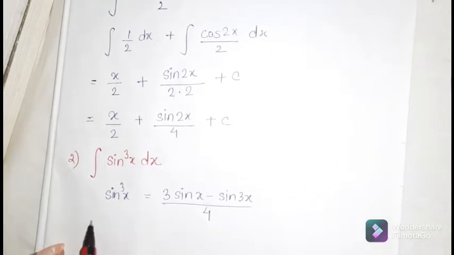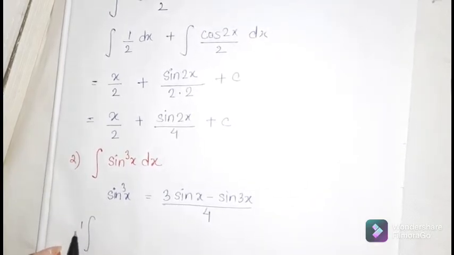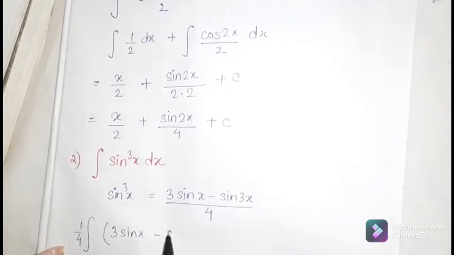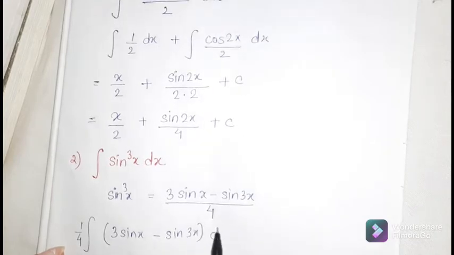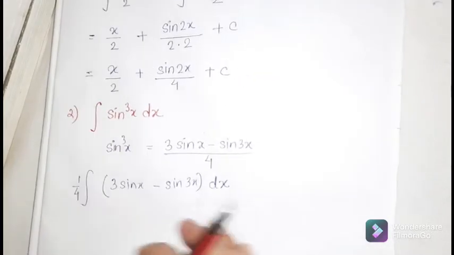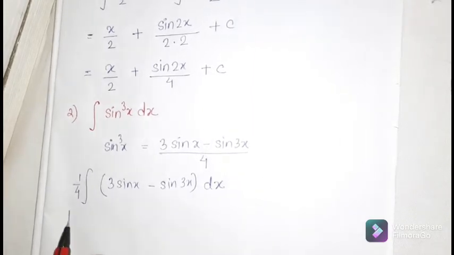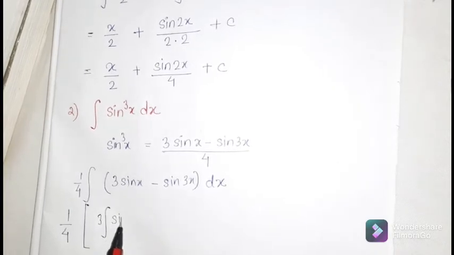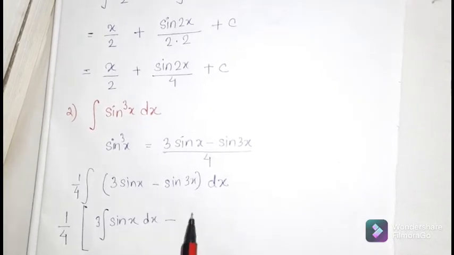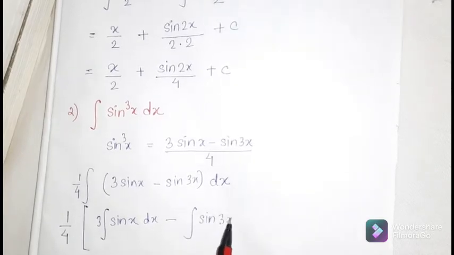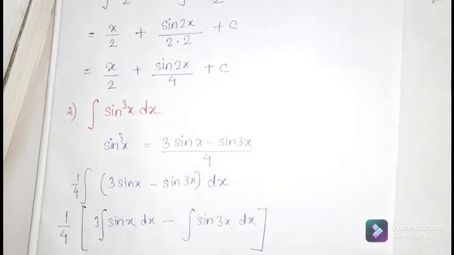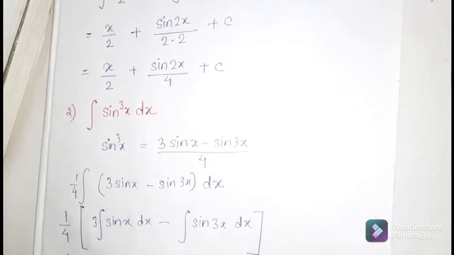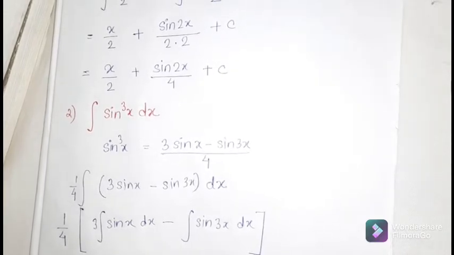Now we put this in, and our question becomes: you can take 1 by 4 outside. You get the integration of 3 sine x minus sine 3x dx. This you have to integrate. Again, you can separate it out: integration of sine x dx minus integration of sine 3x dx. And the integration of sine x is minus cos x.